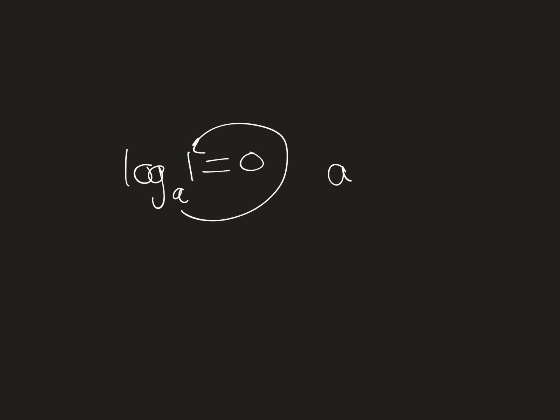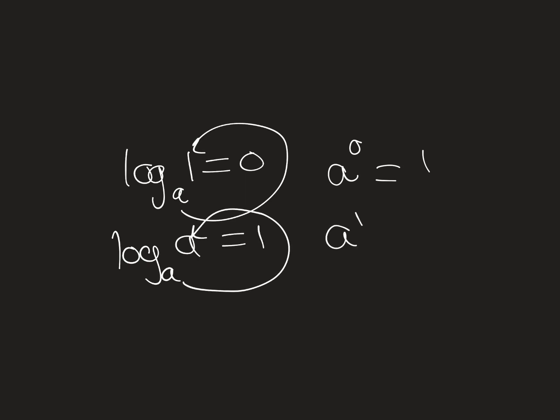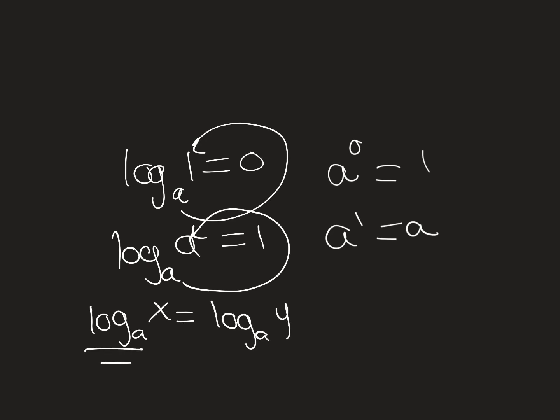So just a quick couple properties. Log base a of 1 has to equal 0, because anything to the power 0 is always 1. Log base a of a has to equal 1 because a to the first equals a. And if log base a of x equals log base a of y, since the logs and the bases are the same, then that implies that x has to equal y. So now we're going to move on to graphing.